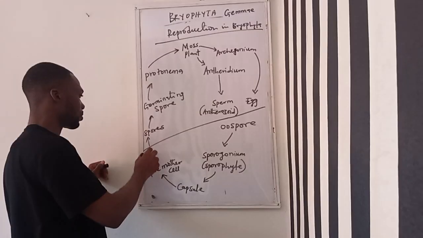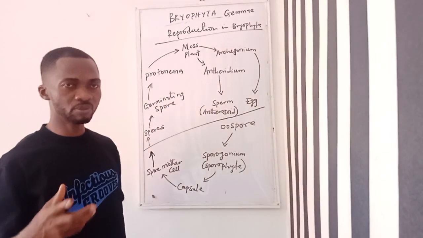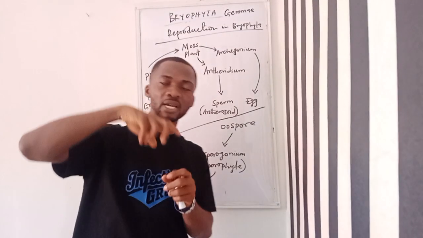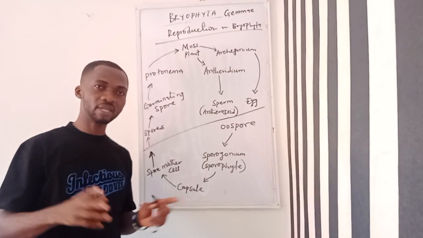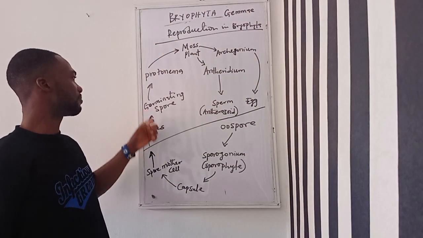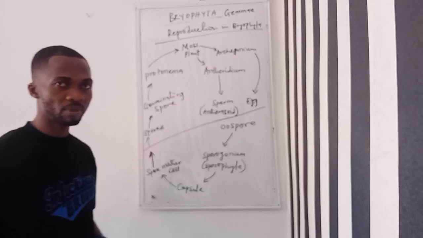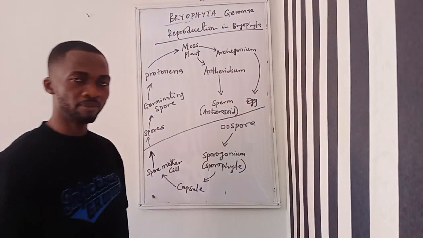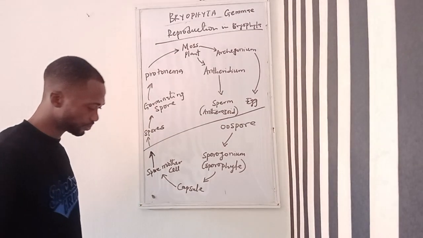And for the capsule, once the spores become mature, there's a calyptra which covers the tip of the capsule that breaks. And once it breaks, the capsule also dehisces and the spores are released. Now these are the spores. Then from the spores we'll have a germinating spore which grows into the protonema, and the protonema grows into a full Bryophyta plant, and that is how the cycle continues.